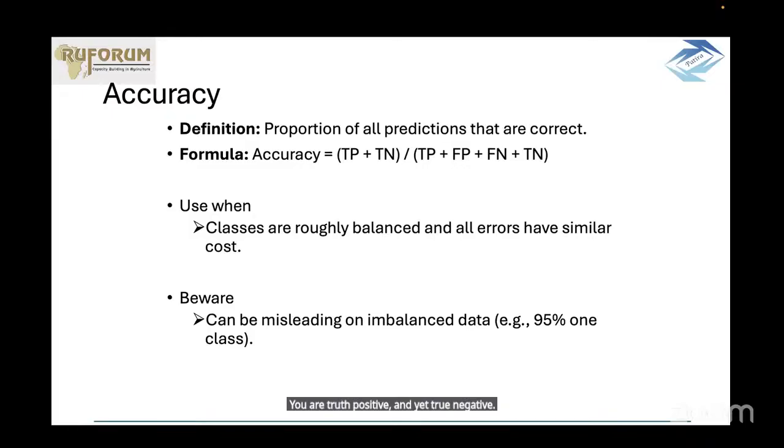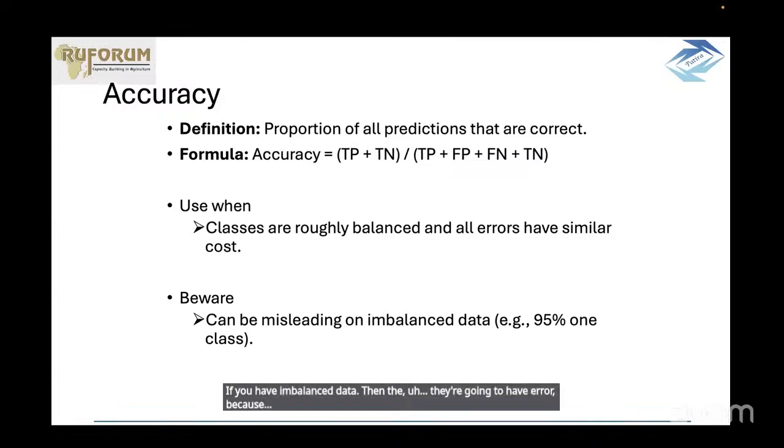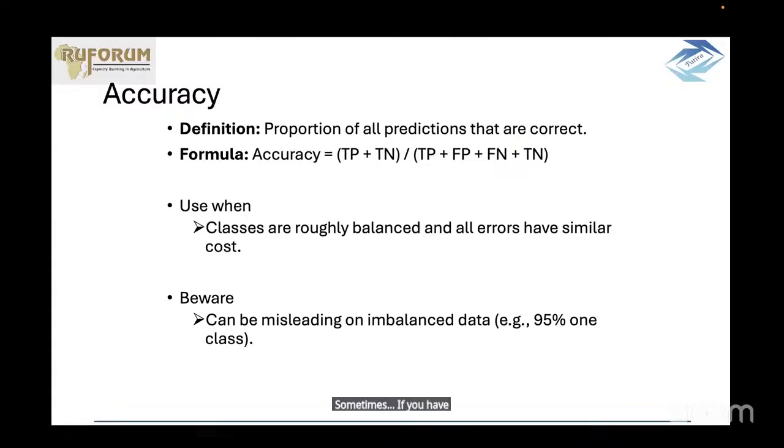Okay? But this is the caveat though. If you have imbalanced data, then you're going to have error, because if you have fewer of the others, you're going to introduce errors in your accuracies. You have to make sure that at least your data set is a little bit balanced, okay?